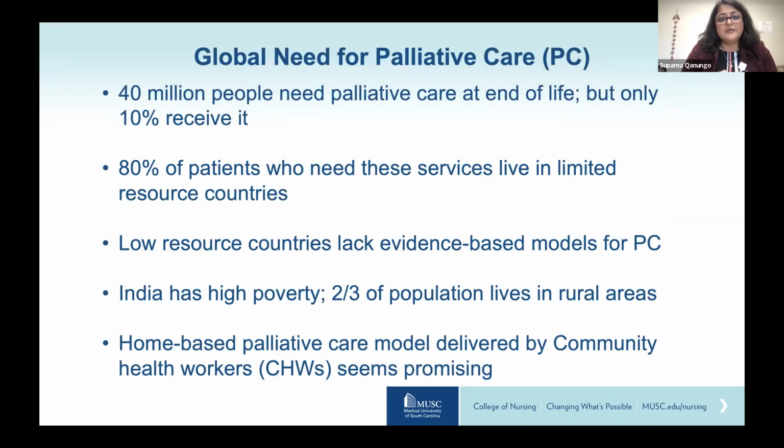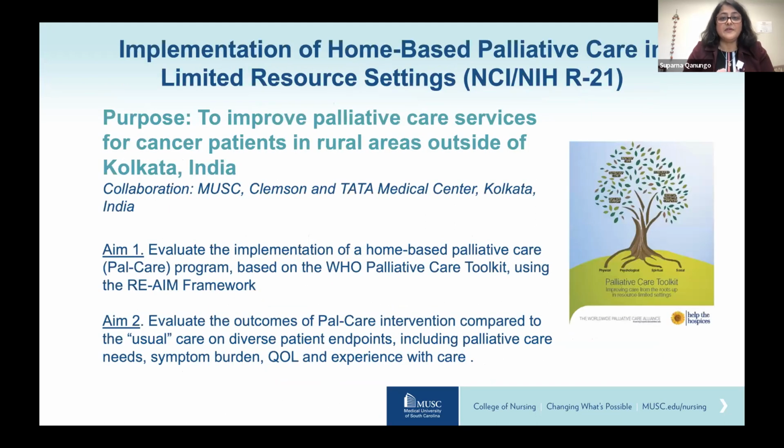So as you all know, the global need for palliative care is huge. There are about 40 million people who need palliative care and end-of-life care, but only 10% receive it. And 80% of these patients who need these services are in limited resource countries. So the purpose of the project that we did was to improve palliative care services for cancer patients in rural areas outside of Kolkata, India. And Kolkata is situated in the state of West Bengal, India.